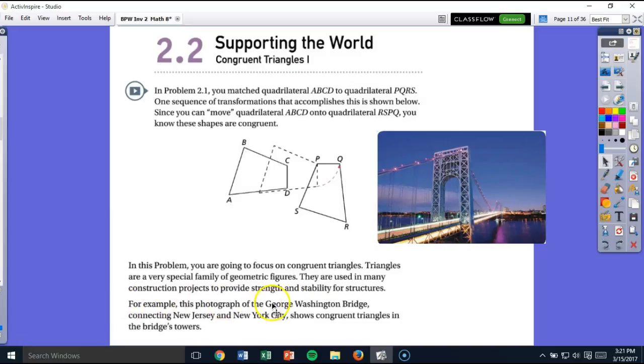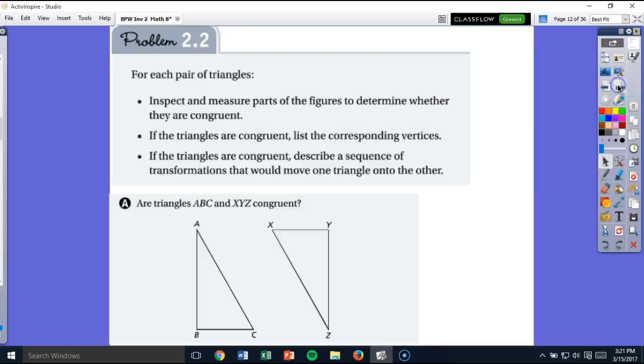This photograph of the George Washington Bridge here, connecting New Jersey and New York City, shows congruent triangles in the bridge's towers. So if you look through here, you see for each one of these squares, we have 4 triangles making that up, and that adds a lot of strength and stability to the bridge.